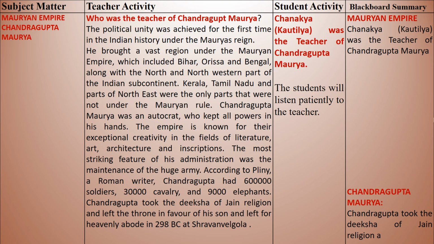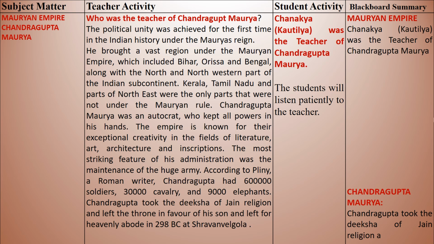After this, one developing question will be asked. Who was the teacher of Chandragupta Maurya? The students will answer that Chanakya was the teacher of Chandragupta Maurya. Then the teacher will give the statement again that the political unity was achieved for the first time in the Indian history under the Mauryan reign.